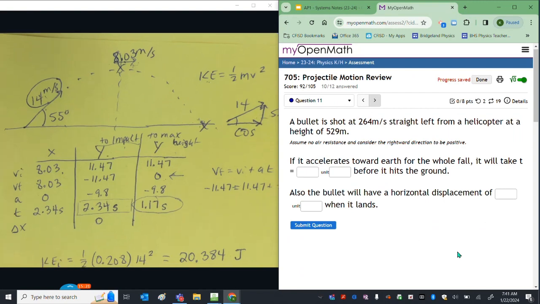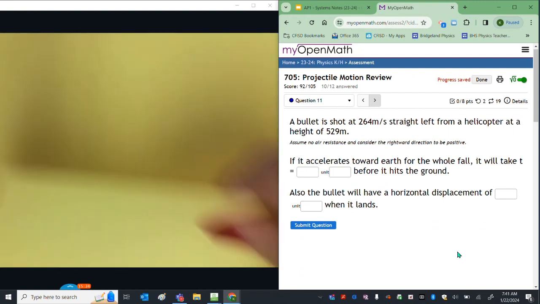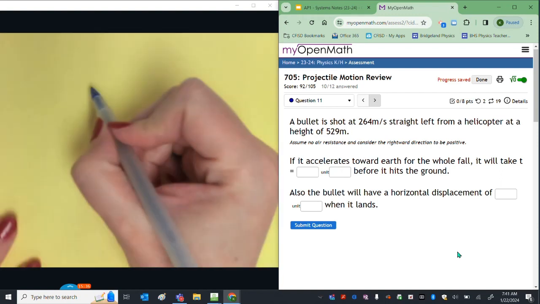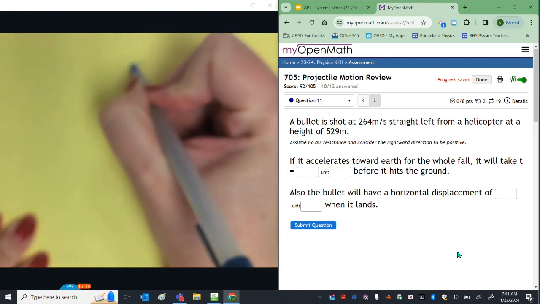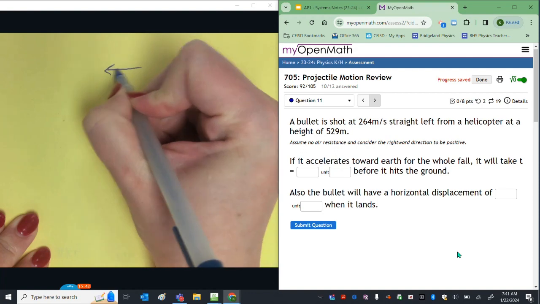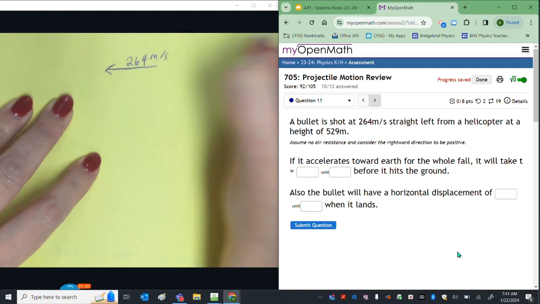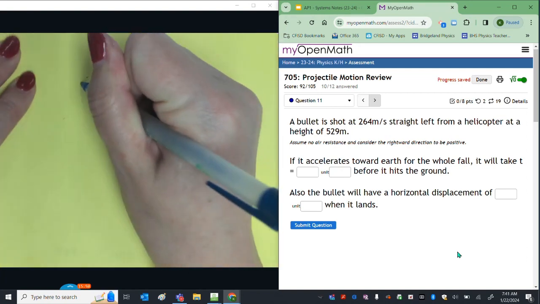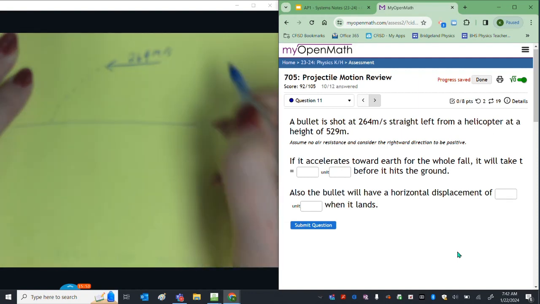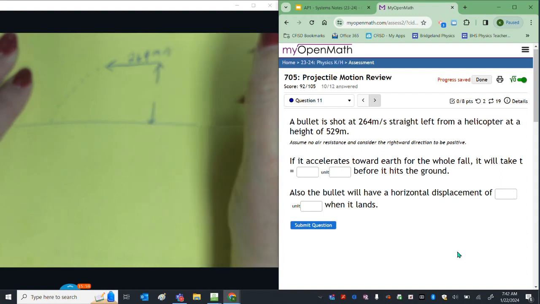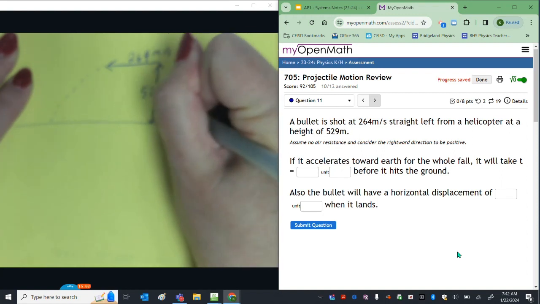Number 11. All right, number 11 says a bullet is shot at 264 meters per second, straight left from a helicopter at a height of 529 meters. So I'm going to go ahead and draw a picture. Straight left, 264 meters per second, and we are going to be at a height of 529 meters.